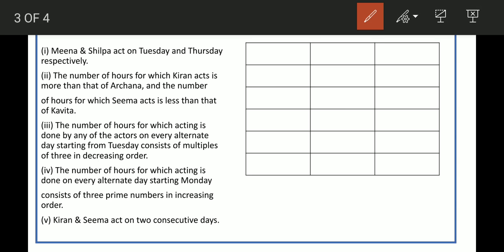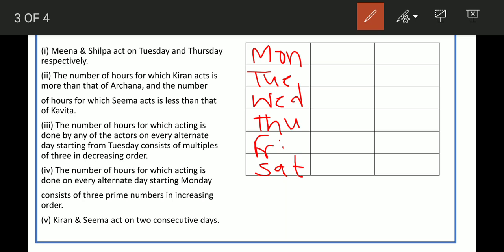Okay, for that at first I am fixing the days, so I'm writing the different days here. It is given that Meena and Shilpa act on Tuesday and Thursday respectively. So we can simply put Meena here and Shilpa in this place. So I am writing in short.